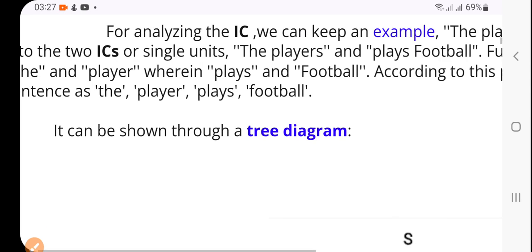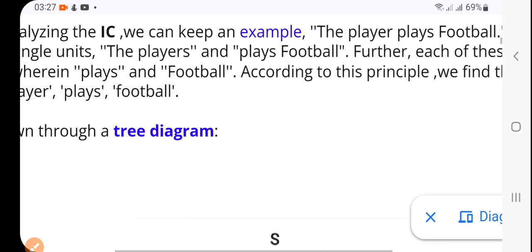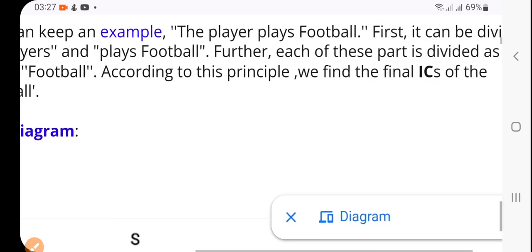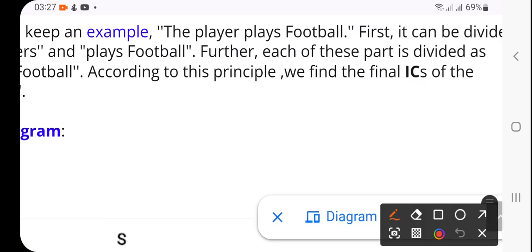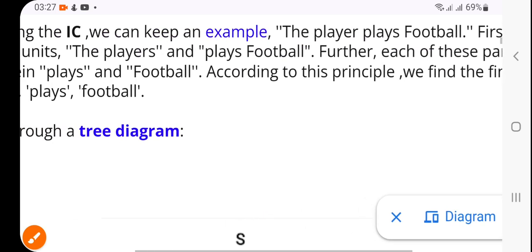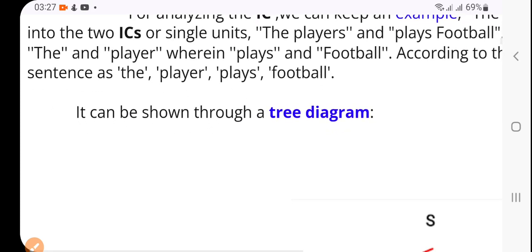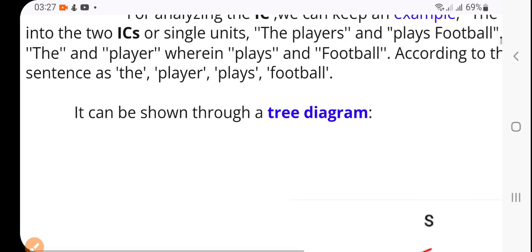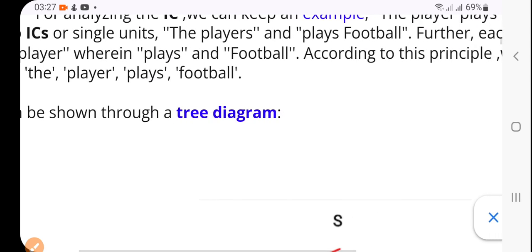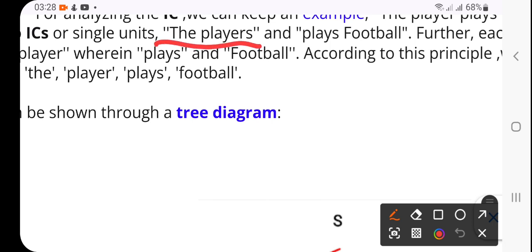For example, we can keep an example. The player plays football, right? So this is the first example. The player plays football. How can this sentence be analyzed? First it can be divided into two ICs, or single units: the player and plays football. So this sentence can be divided into two parts.